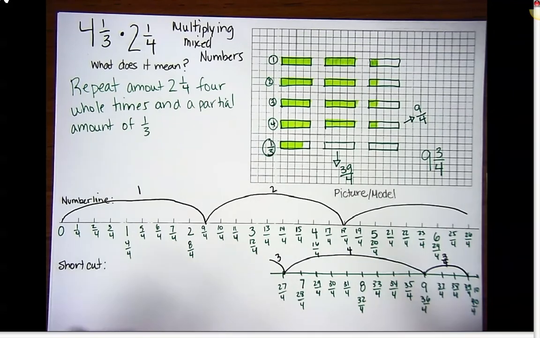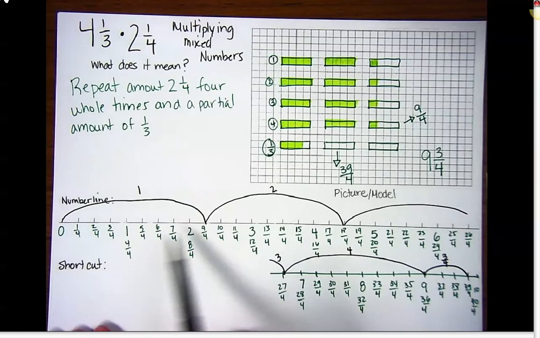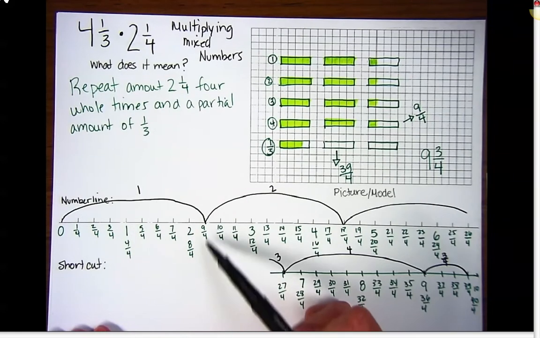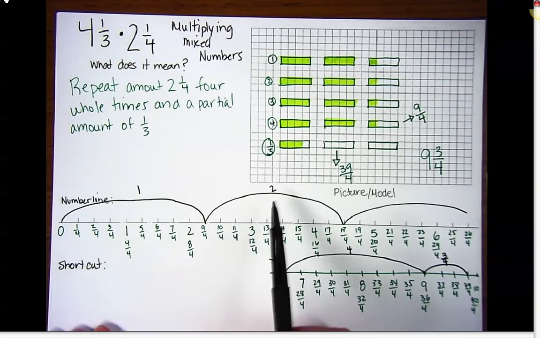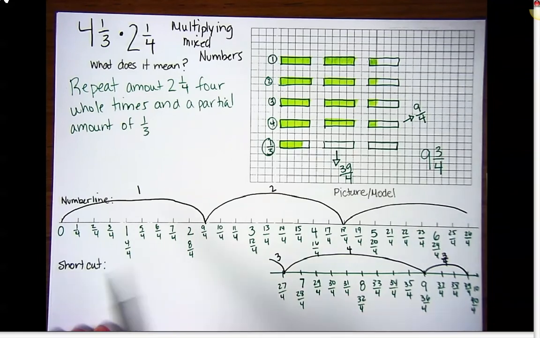And maybe you like going by 9/4. You can also look at it as I'm going by 2 and 1/4. So here's 1 whole, 2 whole, and then here's a 4th. So each of these is also 2 and a fourth, if you want to count it that way.